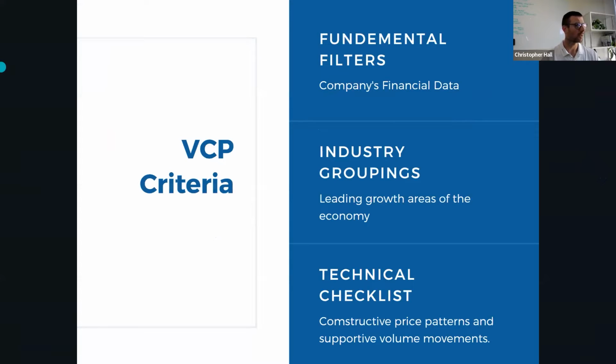Now we're going to move into the fundamental filters and the VCP criteria. So there are fundamental filters. We're looking at the company's financial data. We'll look at earnings, sales growth, and the like, as well as profits. There's also industry groupings. This is critical, and we've shown this many times on the ASX, along with our own research, showing that it can double the likelihood of a favourable pattern turning into a profitable trade. The industry groupings are really fundamental.